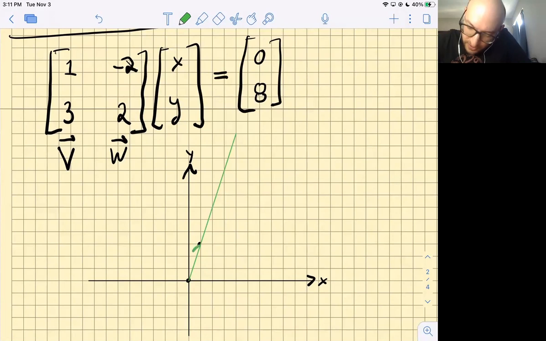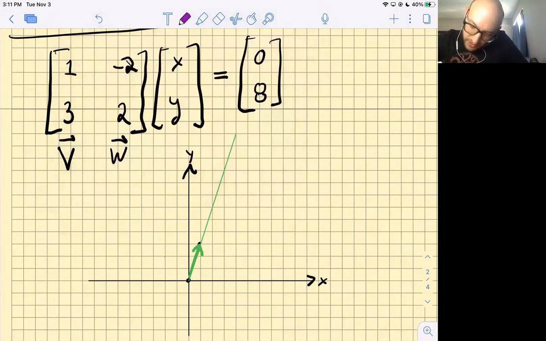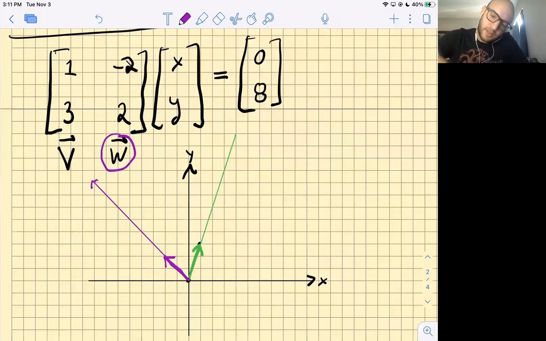Okay, so that's V. And V looks like this. So V would point in that way. That's 1, 3. And W is -2, -2. So W is over here. So I'm going to draw a purple line that extends in the direction of W. And it keeps going. But W is like right here. This is W. And this one is V.